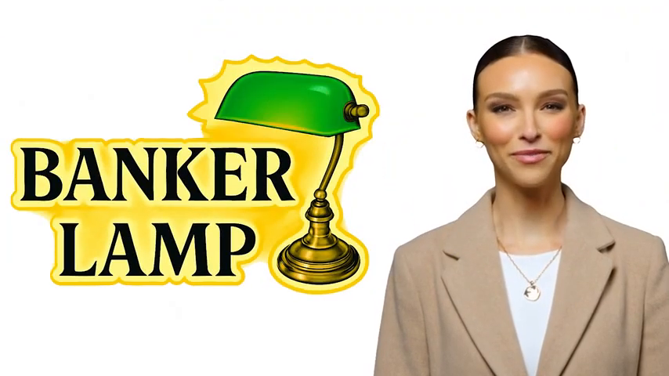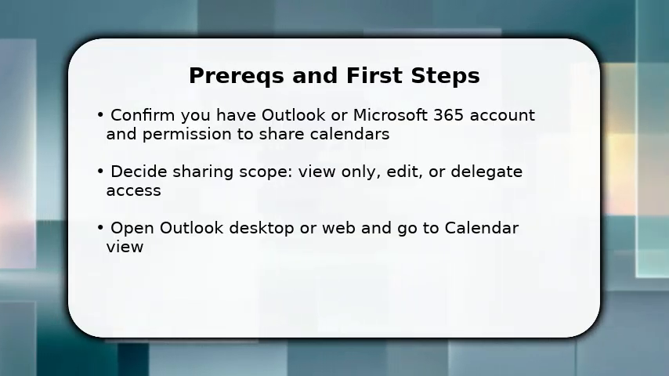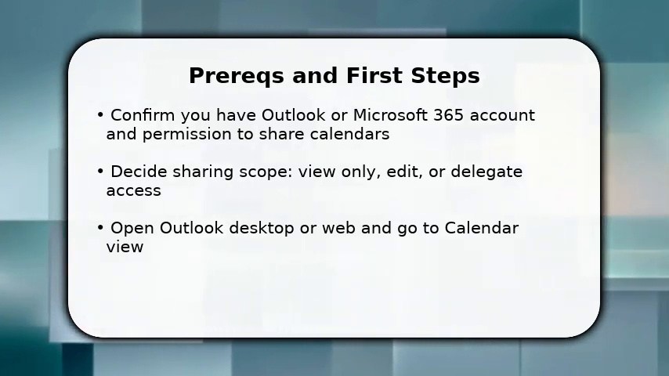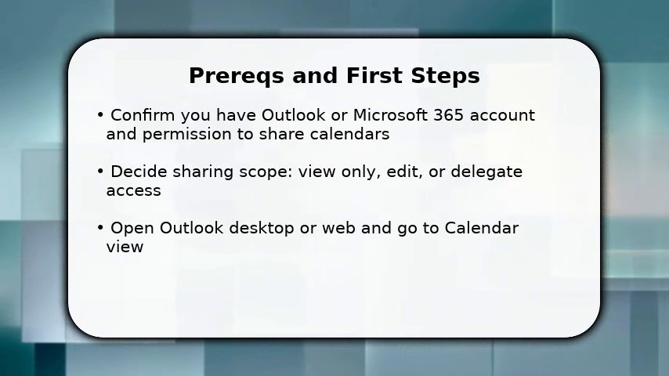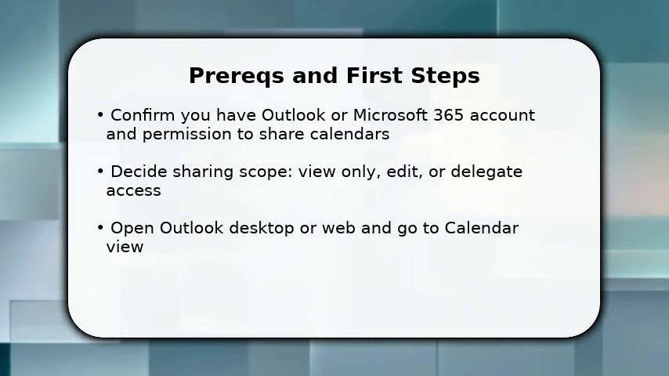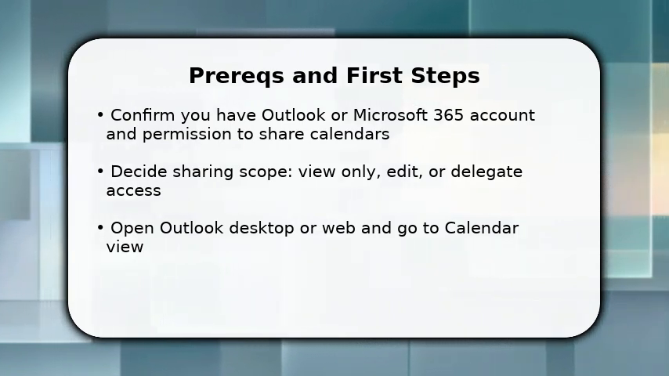Please enjoy the video. You'll start by confirming prerequisites. You need an Outlook or Microsoft 365 account and calendar ownership. Once confirmed, decide the scope: view only, edit, or full delegate, because permissions determine what team members can do.